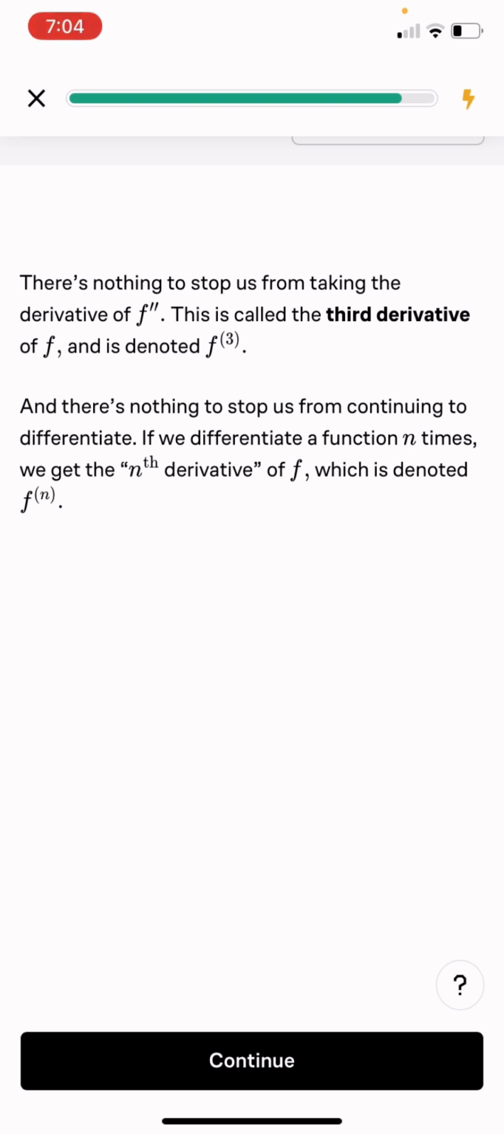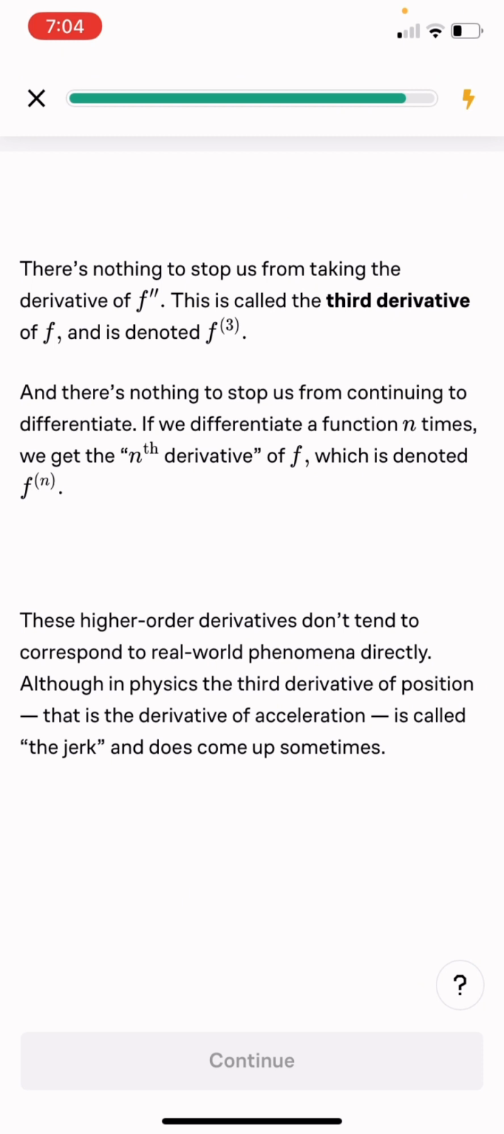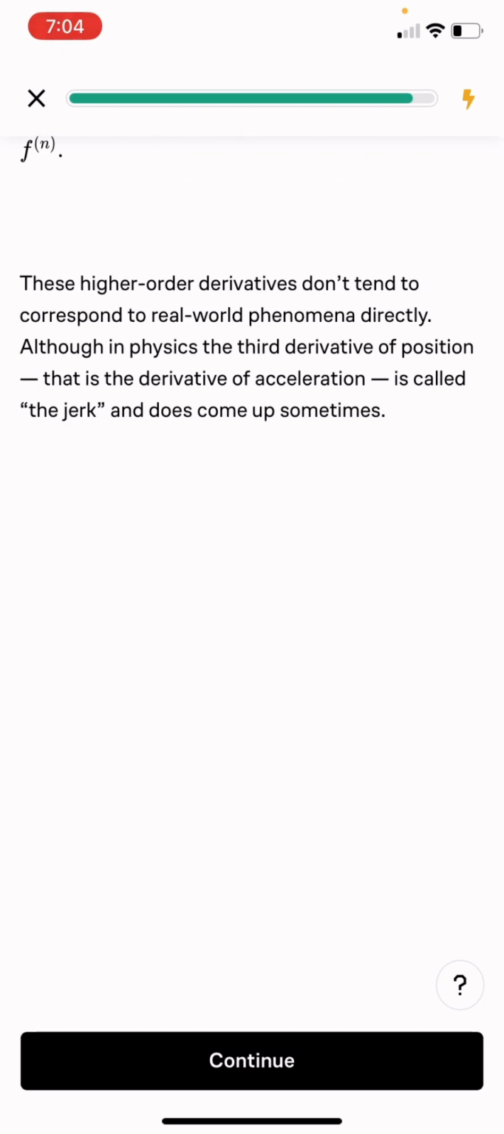Although in physics, the third derivative of position, that is the derivative of acceleration, is called the jerk, and does come up sometimes. Higher derivatives will be important for us when we look more carefully at Taylor series. We will use higher and higher order derivatives to get better and better approximations of the original function. Lesson complete.